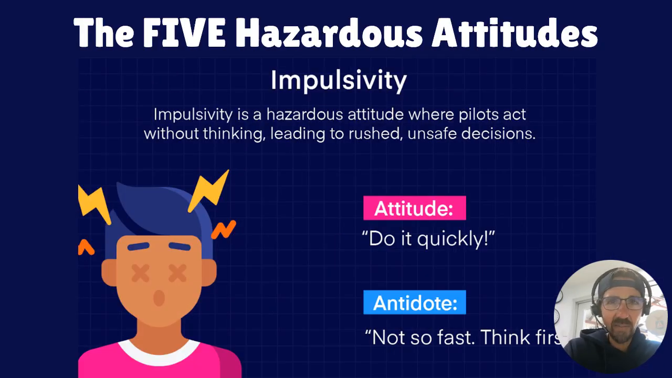And then the 5 hazardous attitudes, you have impulsivity. With impulsivity, you're thinking like, do it quickly, let's respond to this situation and get done quickly. When you're impulsive, your impulsive reactions could be fast, but they also could be very dangerous. So the problem is we want to stop and think to yourself, not so fast, think first before you respond.